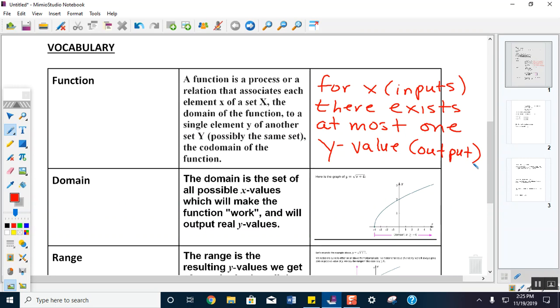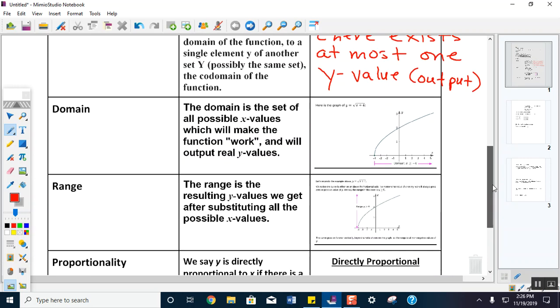I played in one basketball game. The stat book said I had 32 points and 98 points. Does that make sense? No, I should have one value for the number of points that I scored in that game. So for each x, the input, there exists at most one y value for an output. That's what that really means.